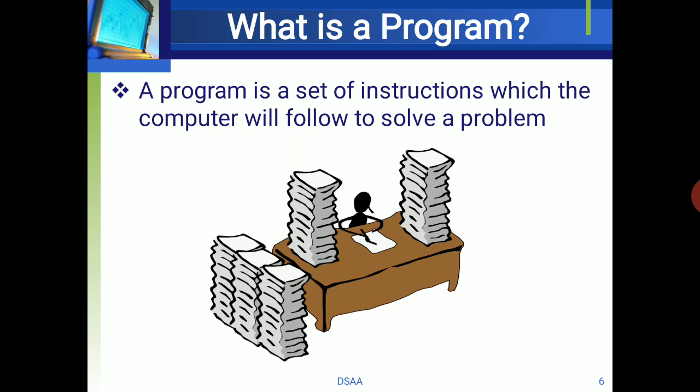A program is nothing but a set of instructions which the computer will follow to solve a problem. Suppose I ask you to switch on the fan. What steps will I be doing? I'll move next to the switchboard, then switch it on, and then see whether the fan is working or not. So step-by-step instructions to perform some task or solve some problem is nothing but your program.